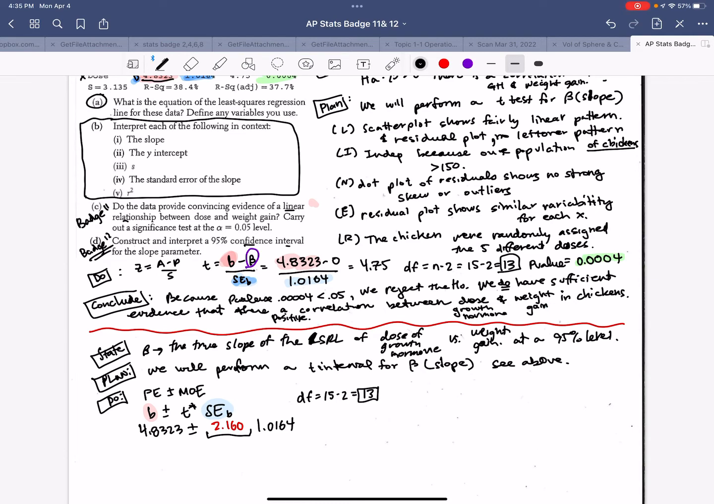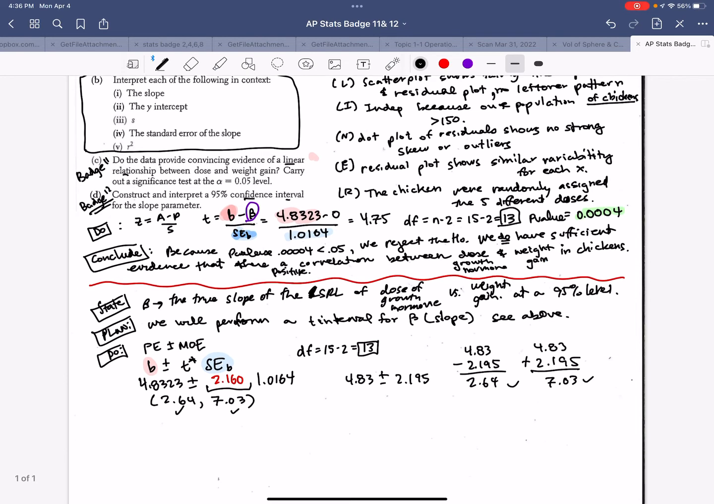And so when I add this and subtract this, I get 2.64, 7.03. Let's crunch those numbers over here really quickly. 2.160 times 1.0164. So 4.83 minus 2.195 and 4.83 plus 2.195. Yep, got that number. Yep, got that number. All right. So that's looking good. And I think we're done.